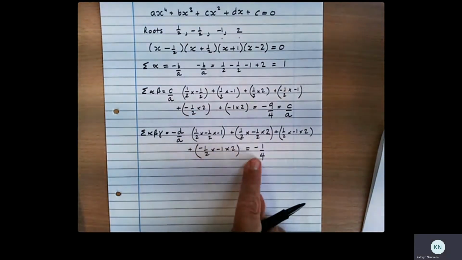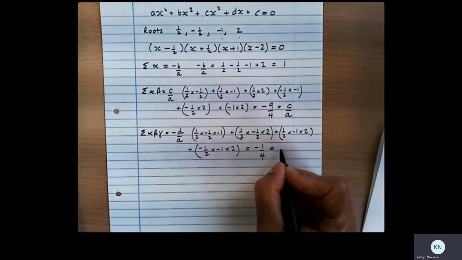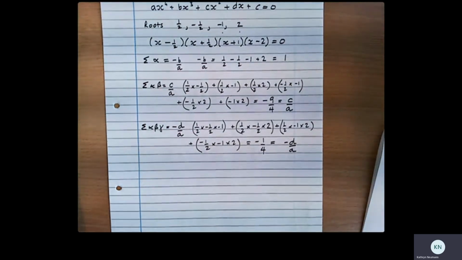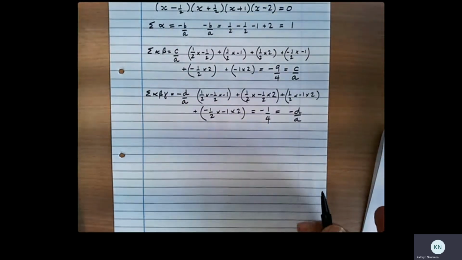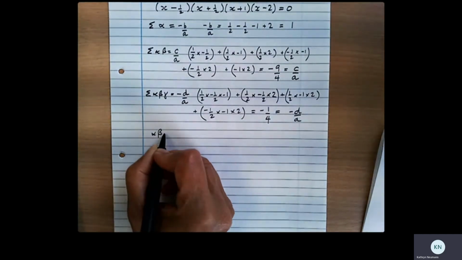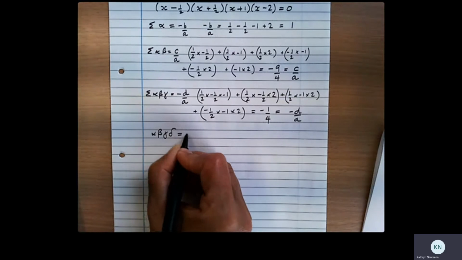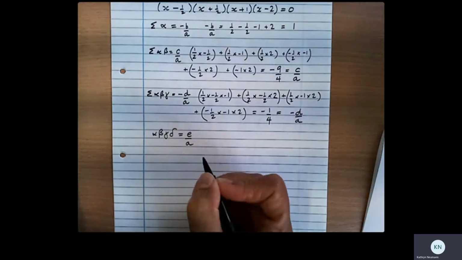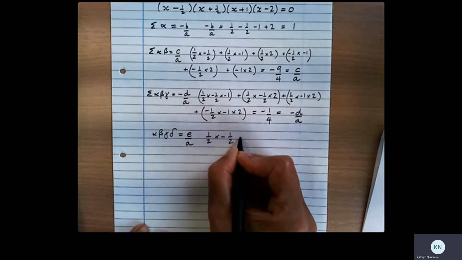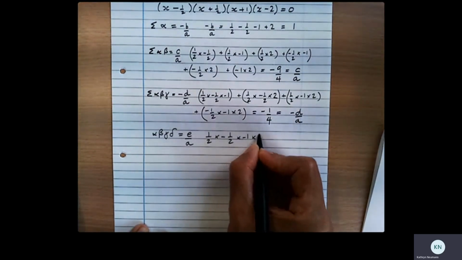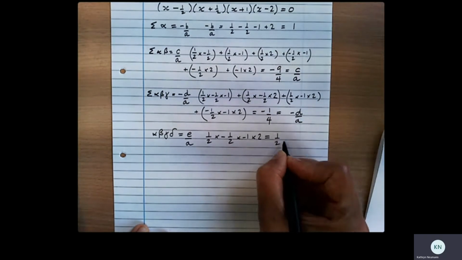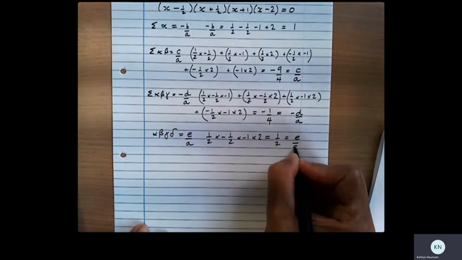So work this out on your calculator. So we know that that is minus d over a. The last one to do is all 4 roots multiplied together. So that's going to be alpha, beta, gamma, delta, and that's going to be equal to e over a. So if we multiply them together, we've got a half multiplied by minus a half, multiplied by minus 1, multiplied by 2. And when we work that out, that comes out to be a half, and that's equal to e over a.